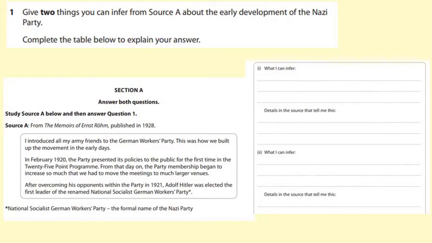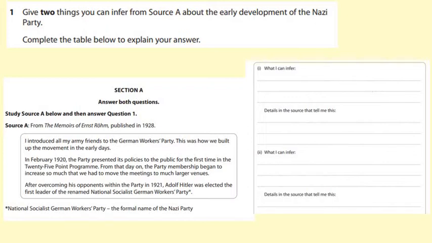And you do that twice, and you can see that in that format on the right hand side of the screen. You must link your inference to the question, so again in this case the early development of the Nazi Party, and you must then state the words in the source that guided you to this. So let's look at the primary source together, and I want you to highlight any details in the source that tell you about the early development of the Nazi Party.